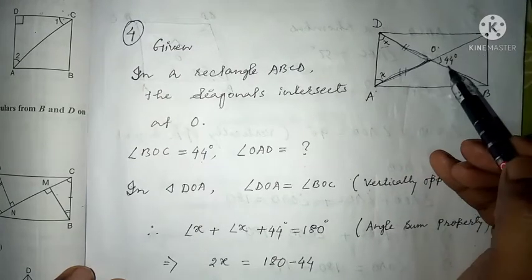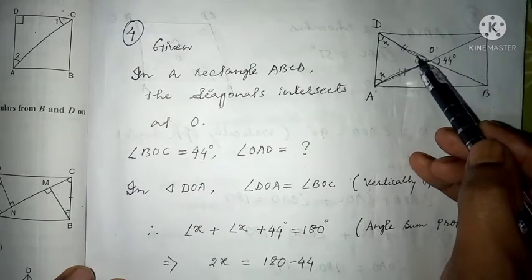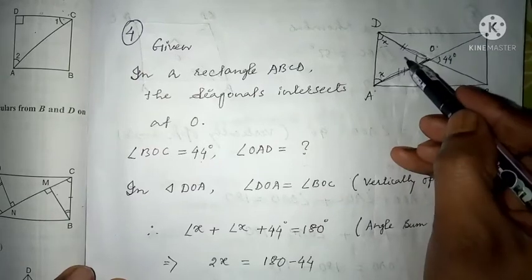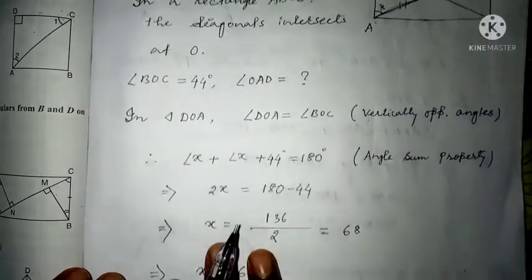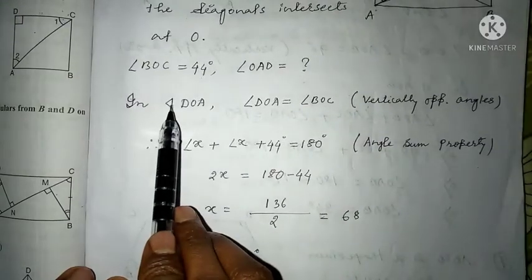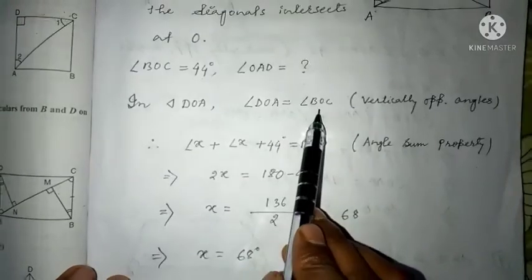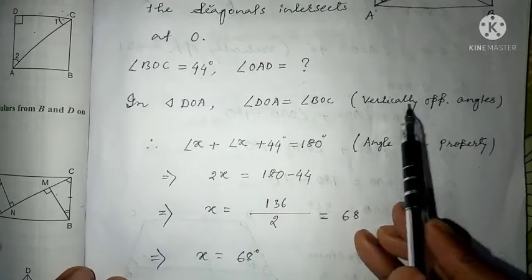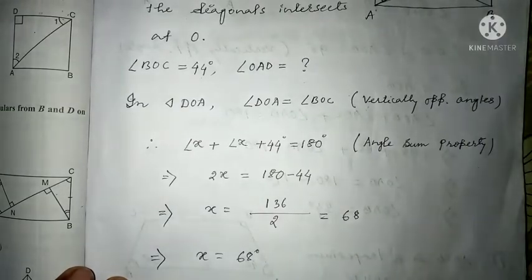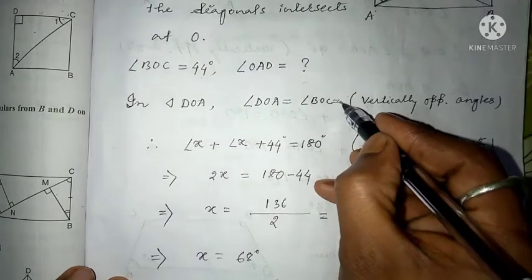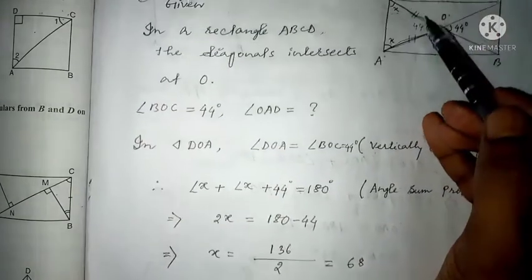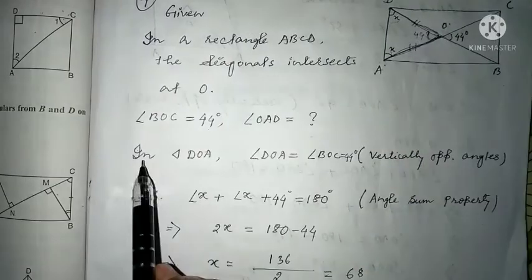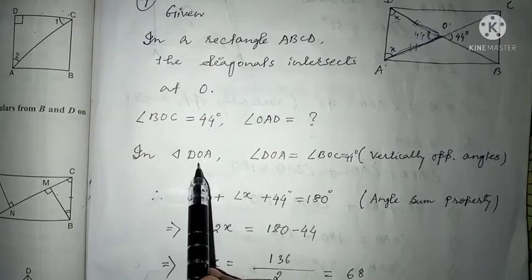Now these two lines are intersecting at a point, so this must be what? It is 44 degrees. The reason is what? Vertically opposite angles. So here, angle DOA equals angle BOC. The reason is that they are vertically opposite angles, as I have said, or if you want, you can write 44 degrees here as well. Now I am considering this triangle OAD, or triangle DOA, whatever you write.